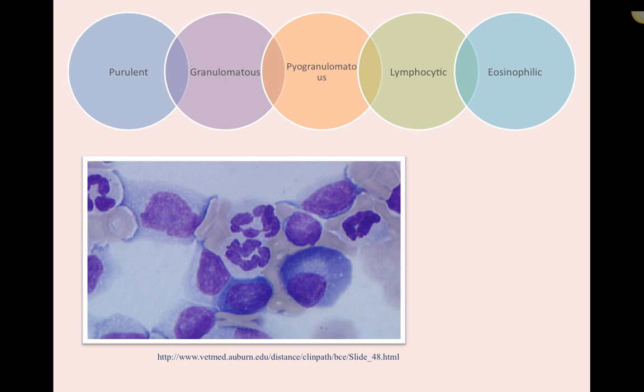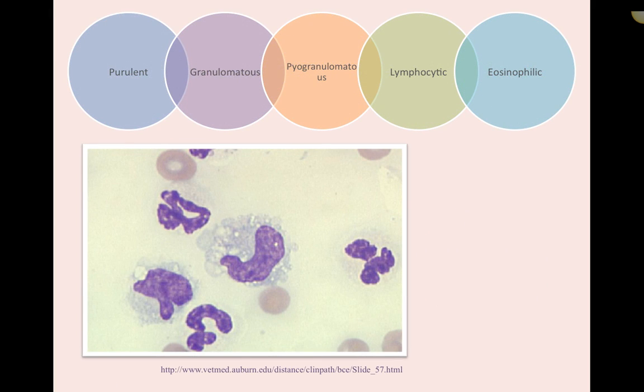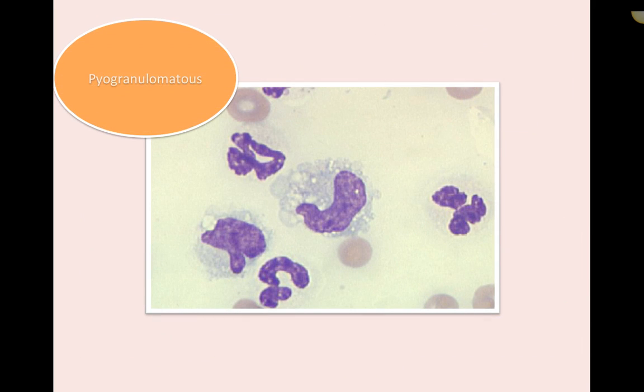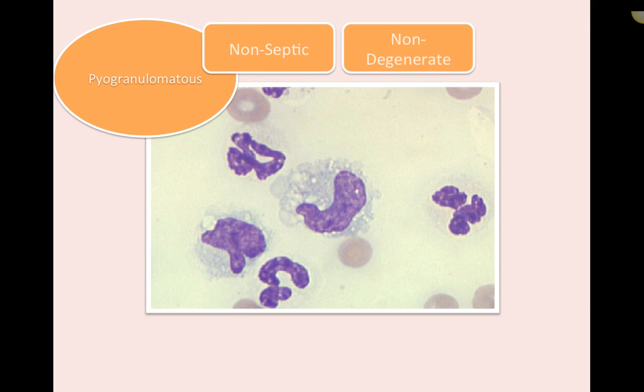Looking at this happy little guy, we've got this beautiful little plasma cell. Lymphocyte, lymphocyte, lymphocyte, lymphocyte, lymphocyte, neutrophils. So I think we're going to call it lymphocytic inflammation. Okay, this bad boy, we've got 2 macrophages, and we've got 3 neutrophils. So to classify, pyogranulomatous, and then we'd further classify, is it septic and is it degenerate? Pyogranulomatous, non-septic, non-degenerate inflammation.